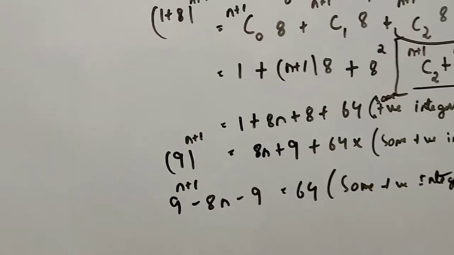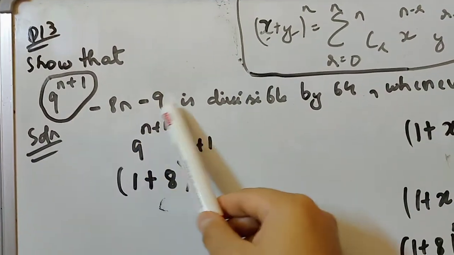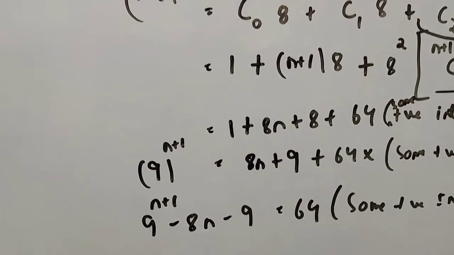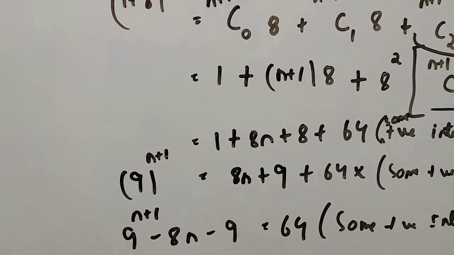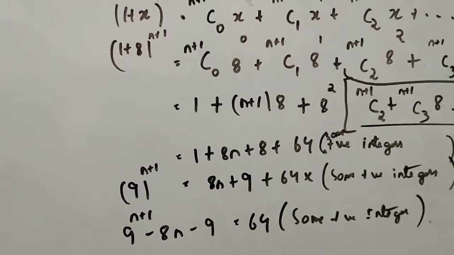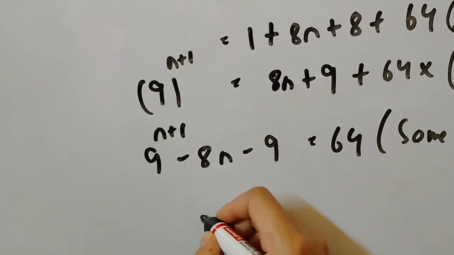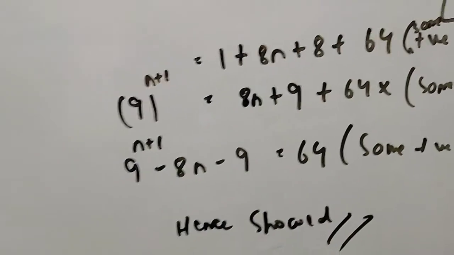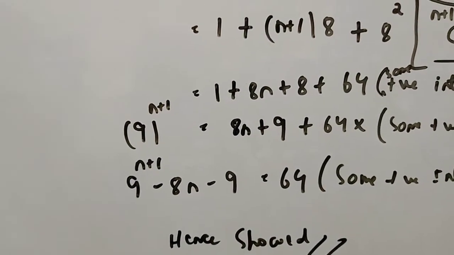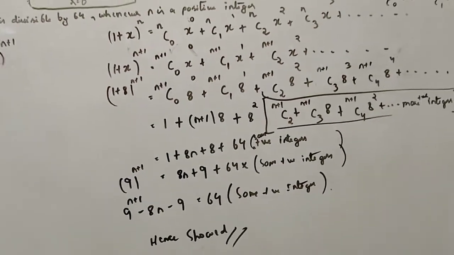Now you see here, from evaluating this, what you got, you have got this equal to 64. When you bring the 64 to the other side, it is exactly divisible. This term is divisible by 64. Okay, so I hope till here is clear to you. Last line what you can write is, hence showed, or hence proved, that 9^(n+1) minus 8n minus 9 is divisible by 64. You write down the sentence. So I hope this is clear to you.